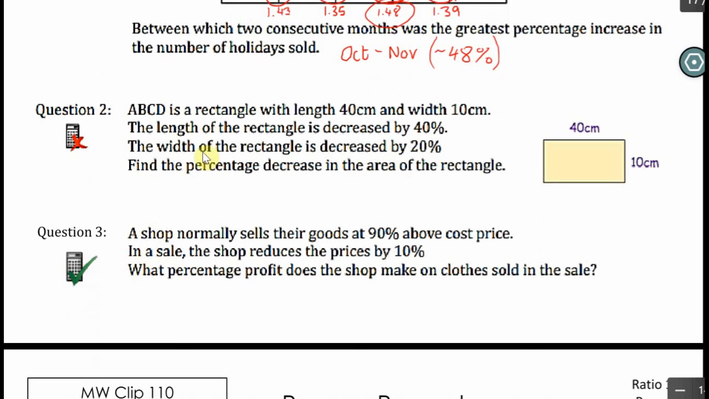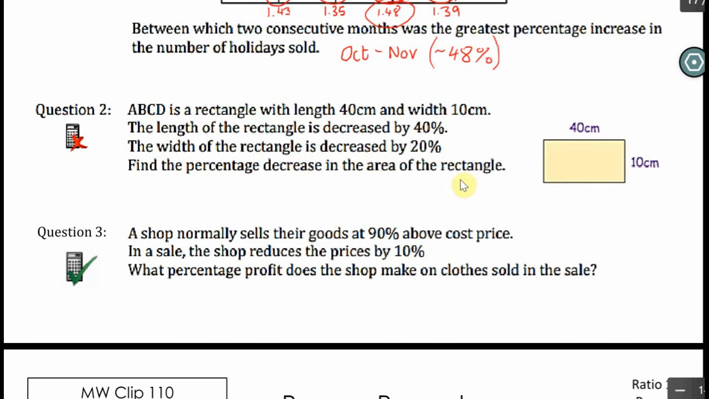Number 2, ABCD is a rectangle with length 40 centimeters and width 10 centimeters. The length of the rectangle is decreased by 40%. The width is decreased by 20%. Find the percentage decrease in the area of the rectangle. Okay, so what we're going to do is just decrease these lengths and then work out the area again, basically.